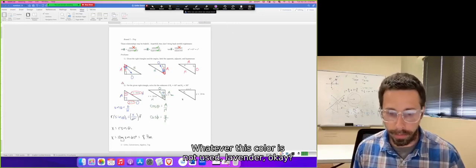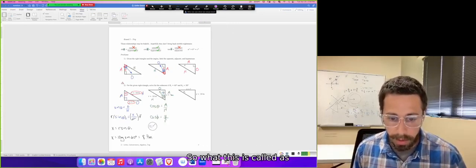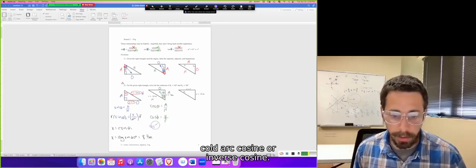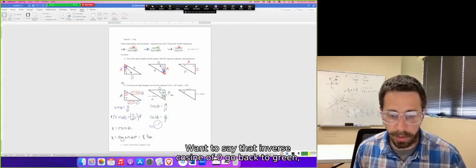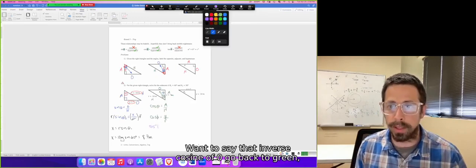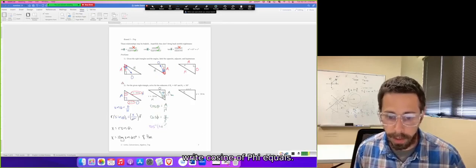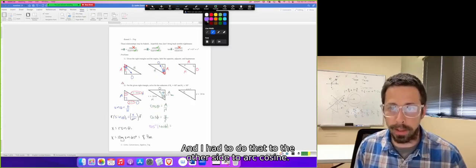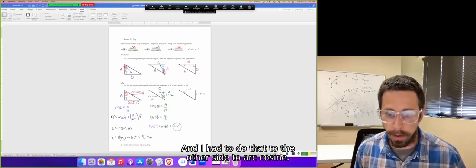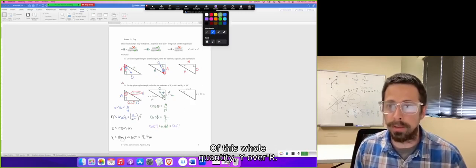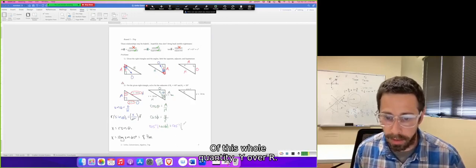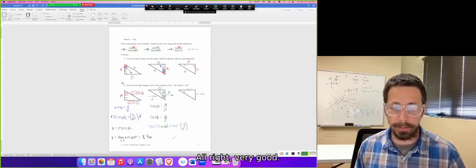Oh, no, I'll use lavender. Okay. So what this is called is arc cosine, or inverse cosine, if you want to say that. Inverse cosine of, I'll go back to green, cosine of phi equals, and I have to do that to the other side too, arc cosine of this whole quantity y over r. All right, very good.